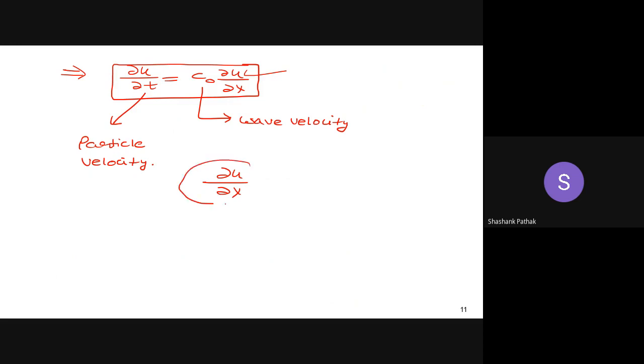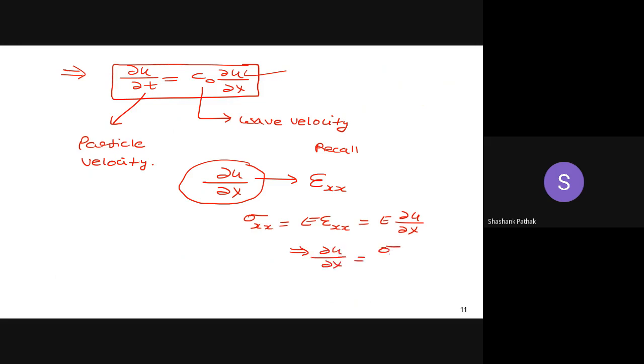But can anyone tell what is the physical meaning of this particular term? Just recall your strain. Yeah, strain. Very good. Strain in x direction. Excellent. As you remember in my previous slide, we can relate strain like this. So we can again write del u by del x. So del u by del x can be written as simple as that.